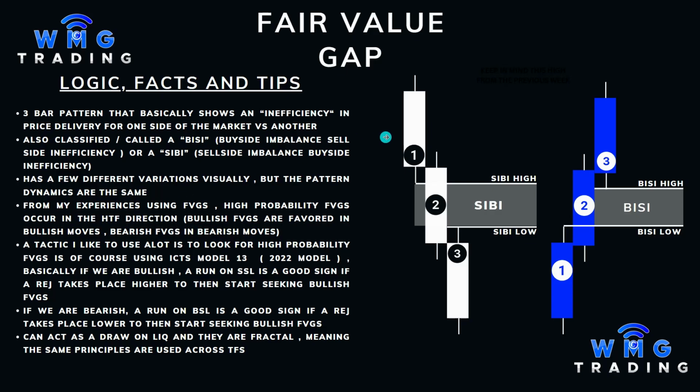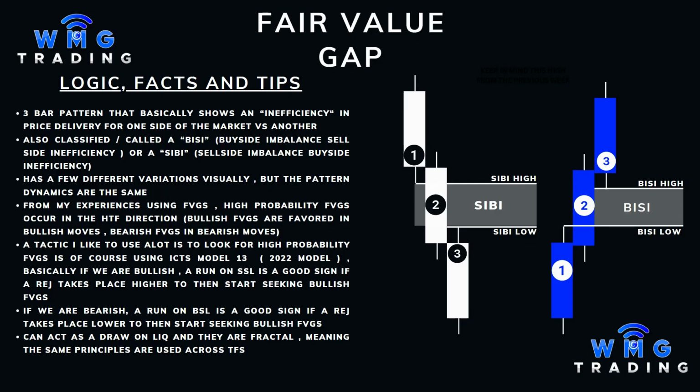From my experience using fair value gaps, high probability fair value gaps occur in the direction of the higher time frame. So for example, bullish fair value gaps are favored in bullish moves. Bearish fair value gaps are favored in bearish moves. A tactic I like to use a lot is to look for high probability fair value gaps using the model 13 or the 2022 model that ICT's taught.